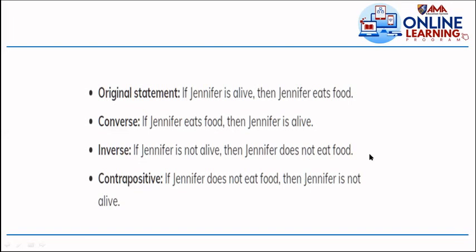Na-negate lang silang dalawa. Pag contrapositive, it is a combination of converse and inverse statement. I-negate mo siya, at the same time, i-switching mo siya. If Jennifer does not eat food, then Jennifer is not alive. So that's now the summary of our converse, inverse, and contrapositive statement using the original if-then statement. Okay? Next.